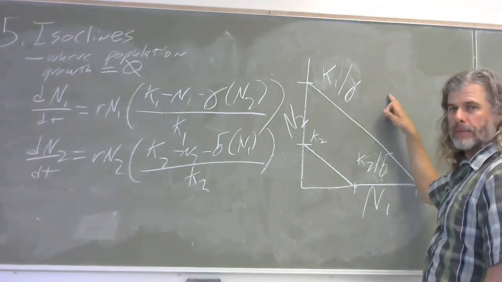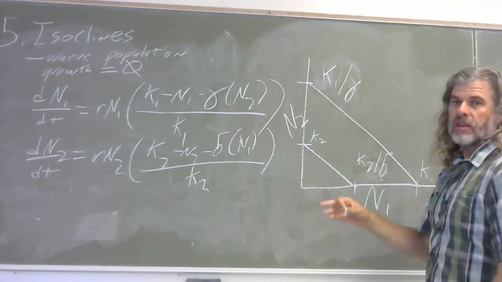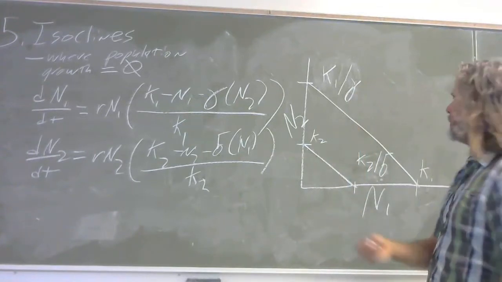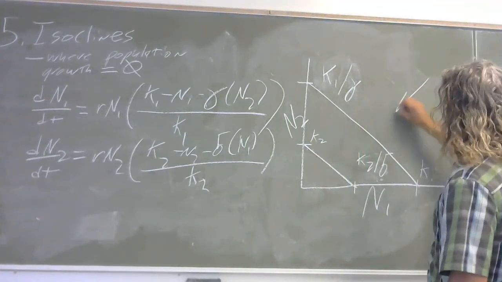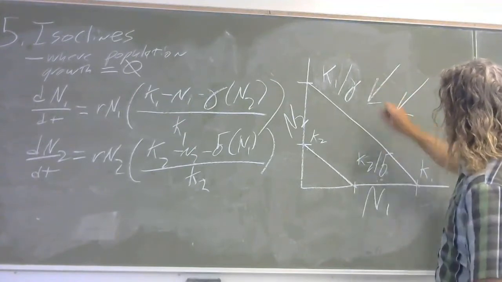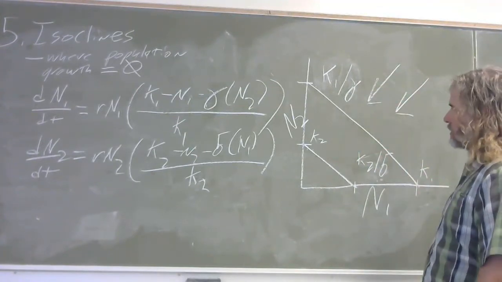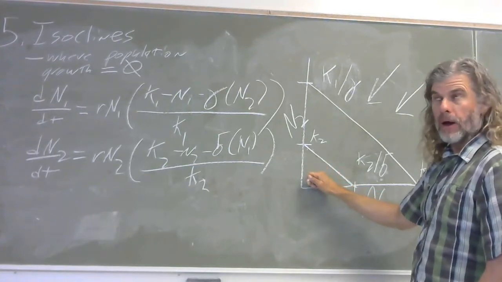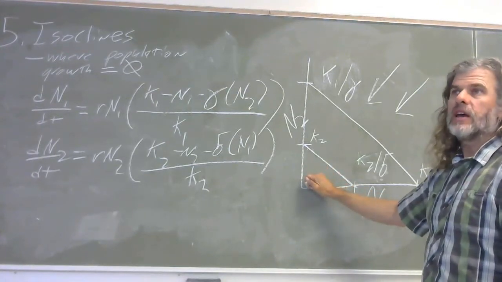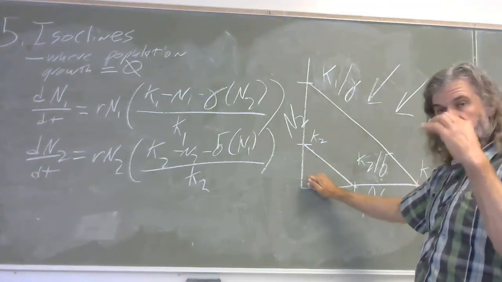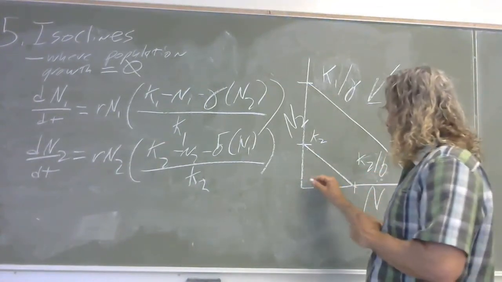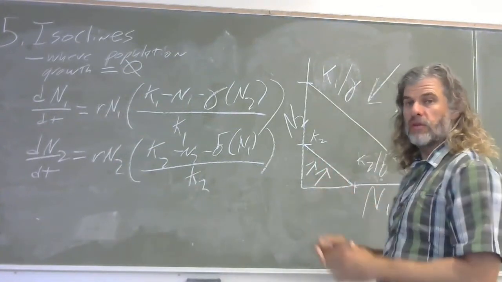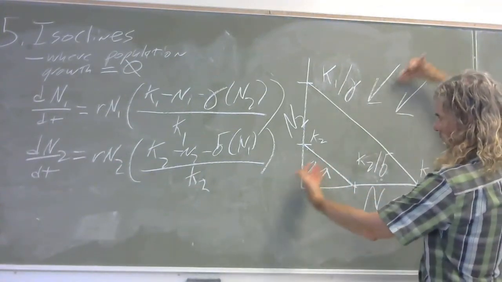Above them, population growth is negative. That means that the population size exceeds the carrying capacity. So up here, both populations are decreasing. Down here, both are below their isoclines, which means that they're below their carrying capacity, and that means that both populations are increasing. Both of them are going to increase.